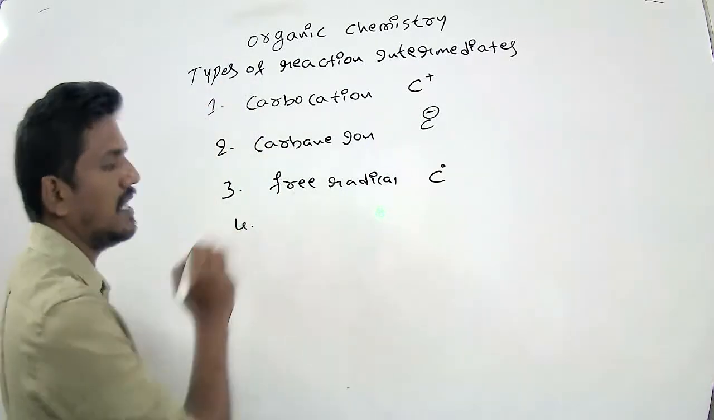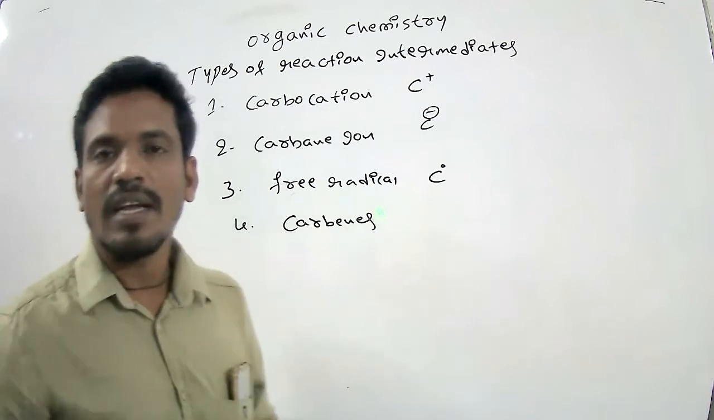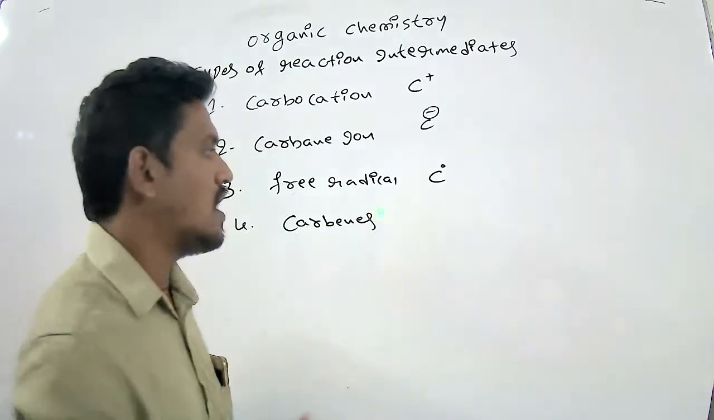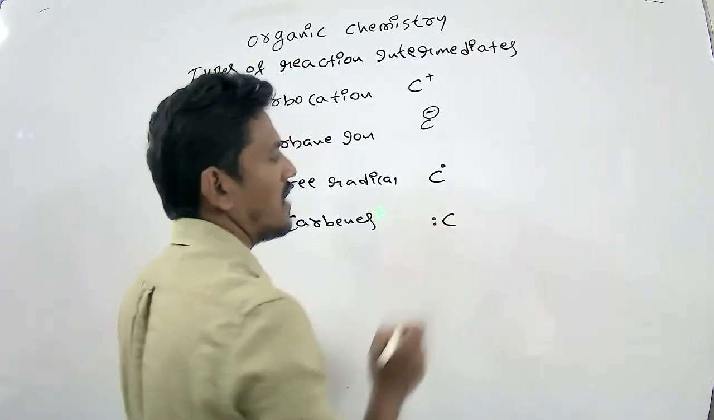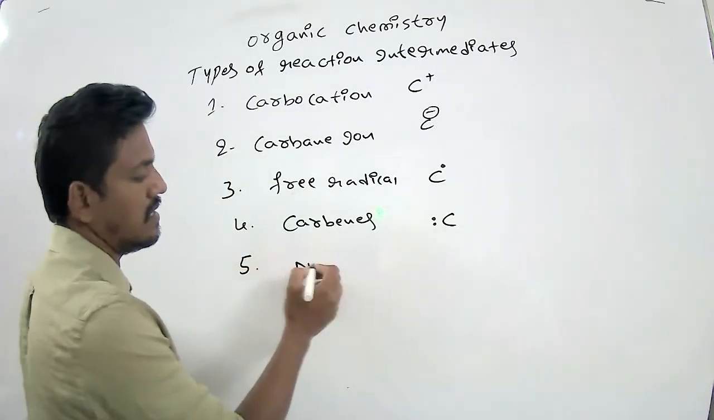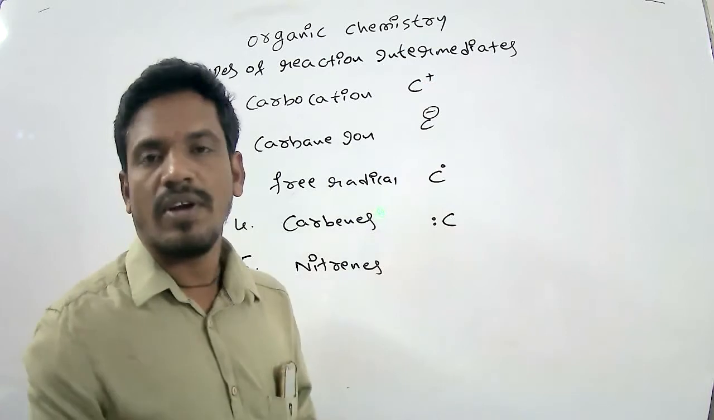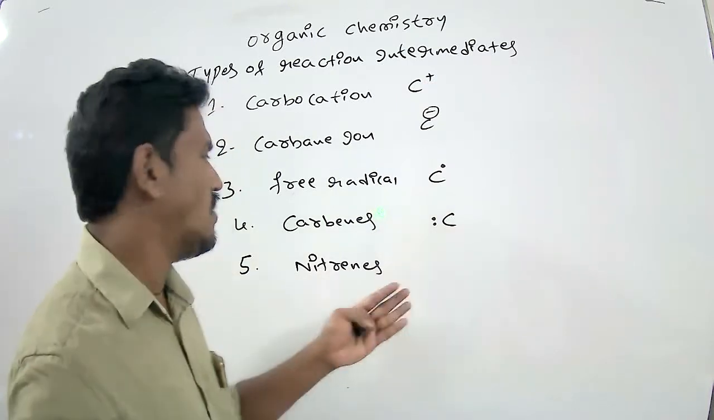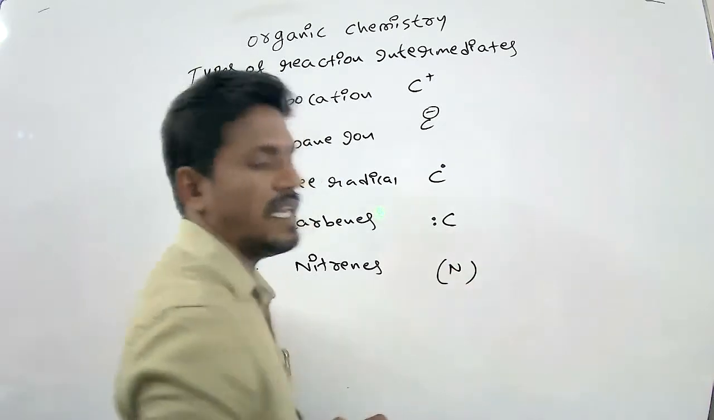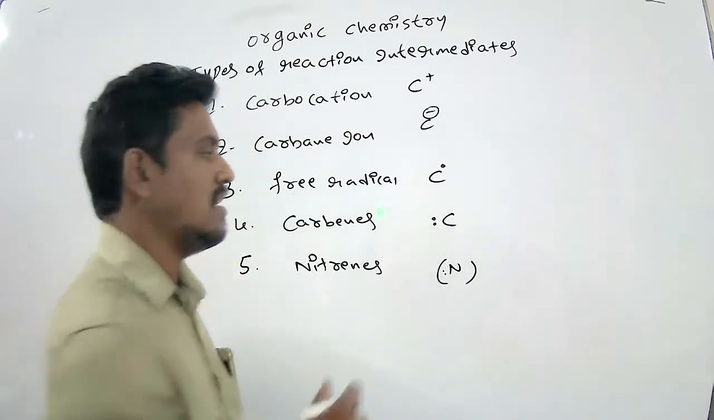And then a fourth type of reaction intermediate is carbenes. So what are carbenes? Here we discussed carbon with positive charge, negative charge and single electron. Now carbenes: carbon with lone pair. If carbon has a lone pair, we call it a carbene. And now the fifth type of reaction intermediate is nitrenes. So in 4 cases we got carbon as the reaction intermediate. Now in the nitrene case, nitrogen is electron deficient. If nitrogen has electron deficiency, we call it a nitrene.